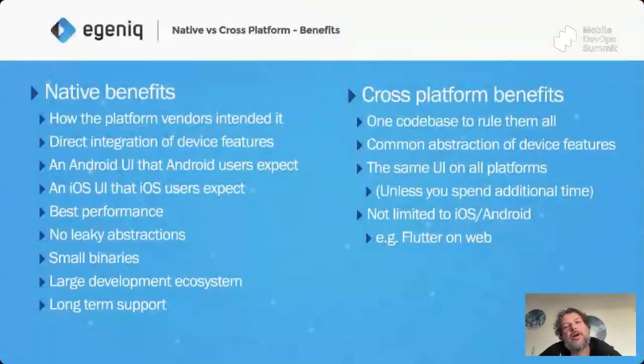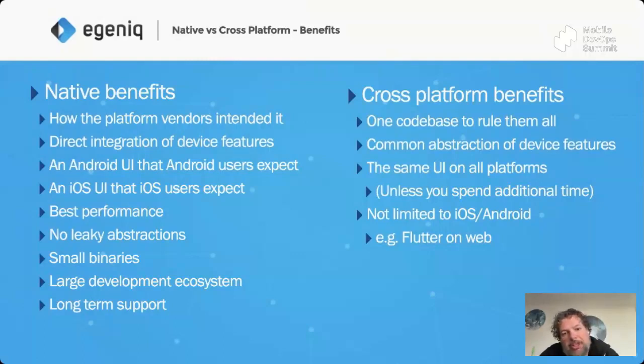So when we look at the benefits, the native benefits are typically that native development is how the platform vendors, Google and Apple, actually intended it. And it's very easy to use direct integration of the device features. And in native development, you build apps that are really closely tied to the platforms. So the UIs are typically very similar to what the users expect on those platforms.